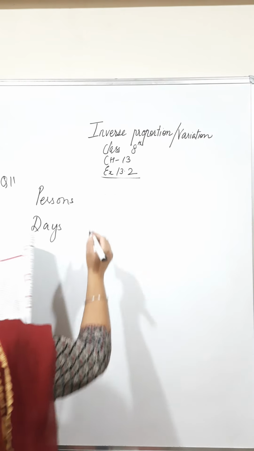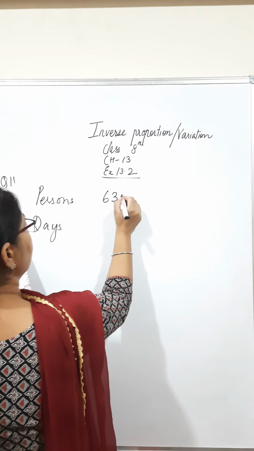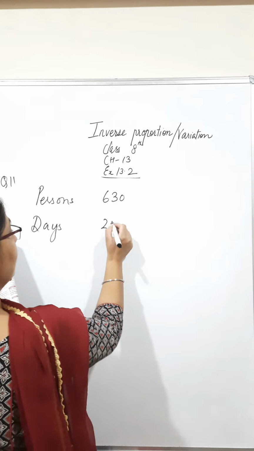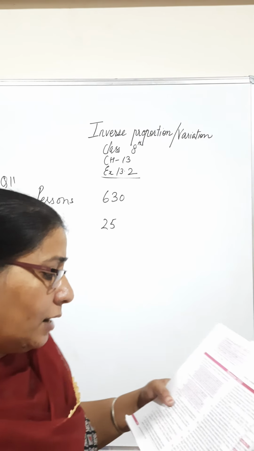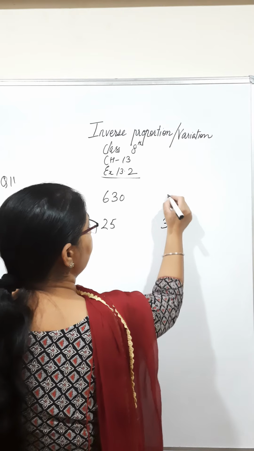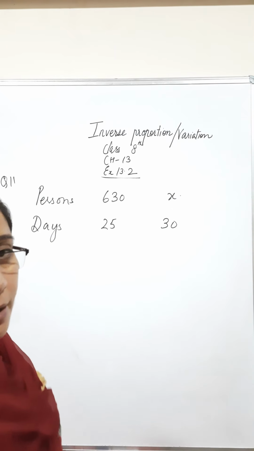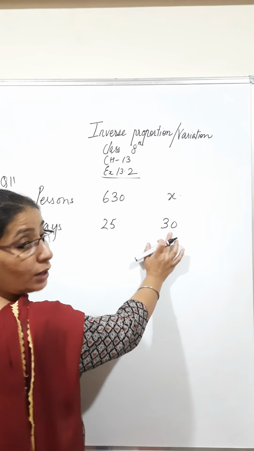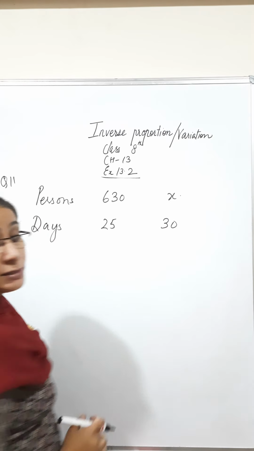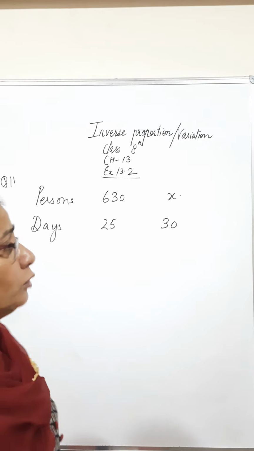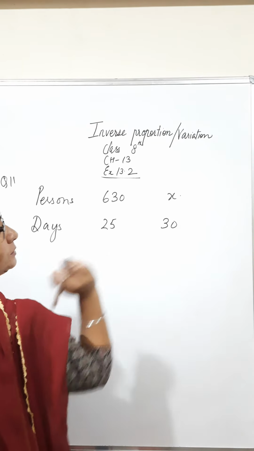So if we had 630 men or persons, then the food could last for 25 days. And now we want to see that if we want the same food to last for 30 days, then how many persons should be here? If you want the food to last for more days, definitely the number of persons here should be less. So we will find how many persons should be shifted. First let us find how many persons should be here.